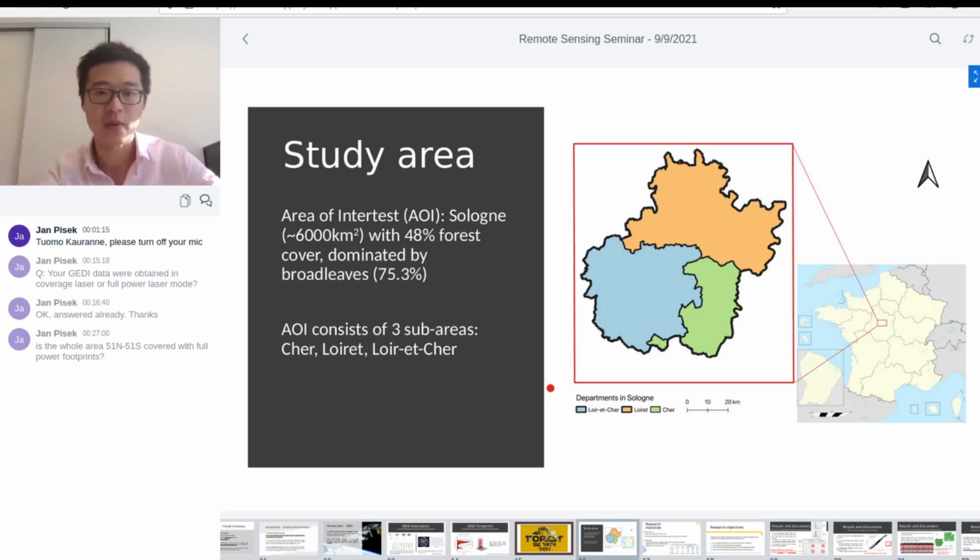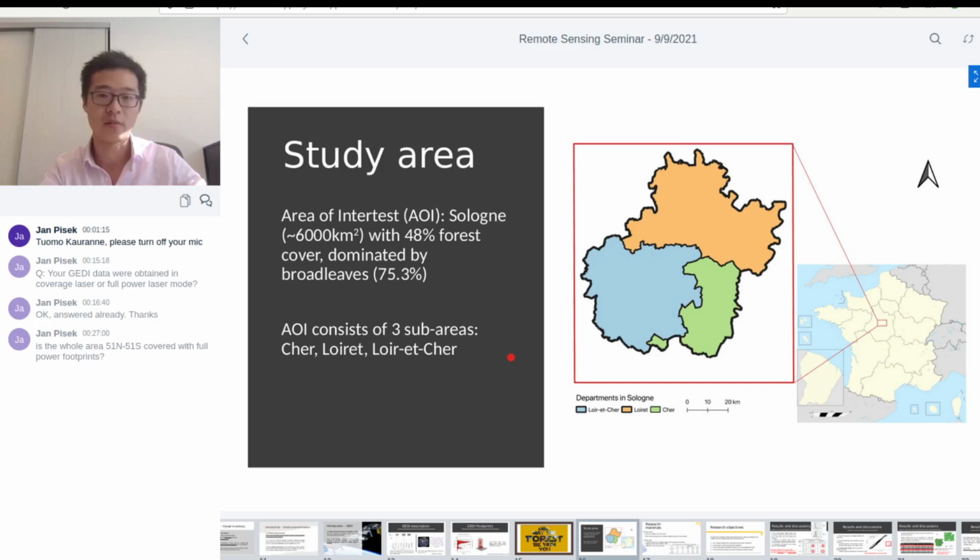And the area has 3 smaller areas, which are defined by the French administrative boundaries of department. And this makes the study site a very ideal candidate for small area estimation.